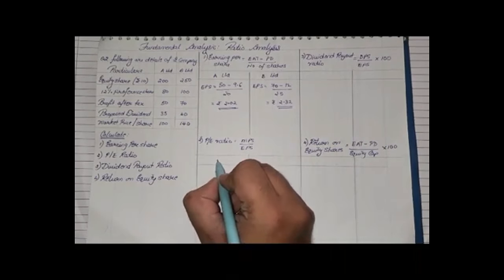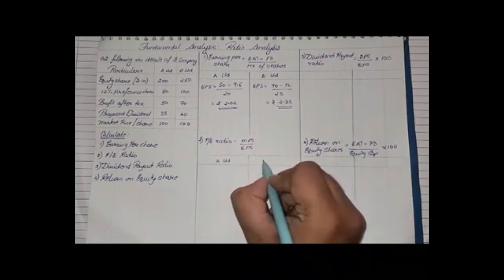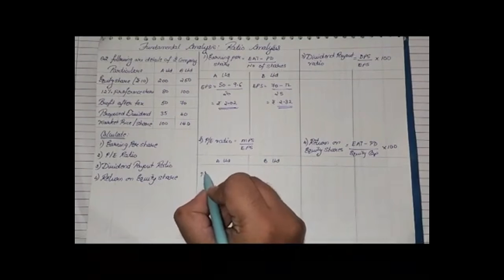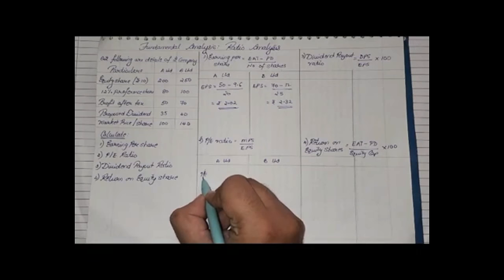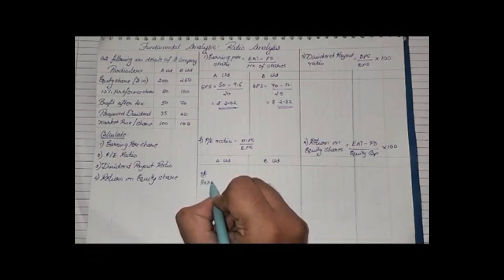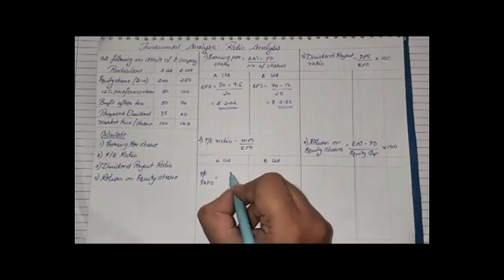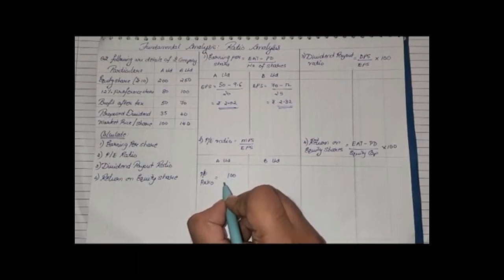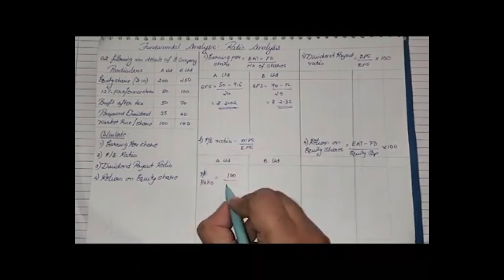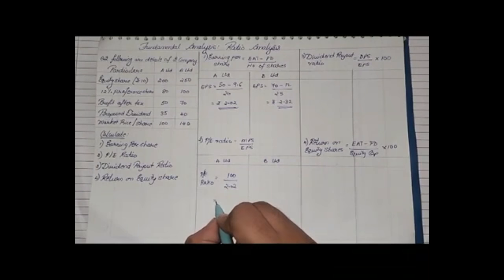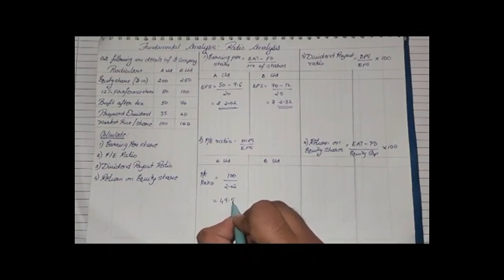Second, PE ratio, again for A Limited and for B Limited. So the PE ratio for A Limited will be market price of the share, that is given, market price for share is given as 100 upon EPS, which you have already found, 2.02. You divide and we get the price earning ratio, which is approximately 49.50 times.